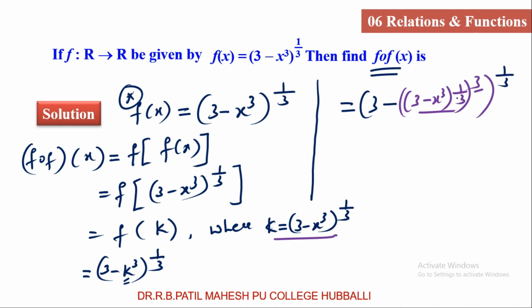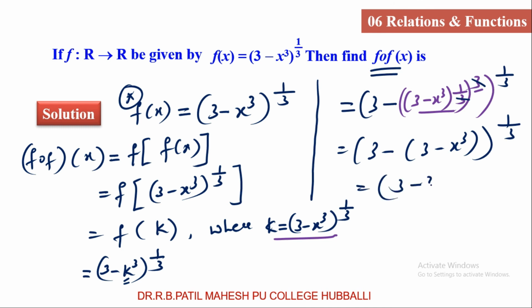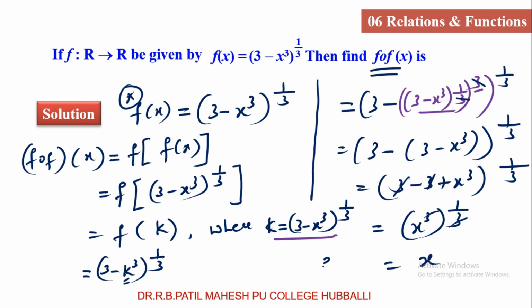Here, this 3 and this 3, you cancel. So what happens? 3 minus (x cube to the power 1 by 3) you get, and then minus inside, minus 3 plus x cube to the power 1 by 3. This is equal to, plus 3 and minus 3 get cancelled, x cube to the power 1 by 3, and the 3 and 3 will get cancelled. What is remaining? X is remaining. Hence we got f composition f of x is equal to x, the solution of the problem. Hope you followed this very important question.